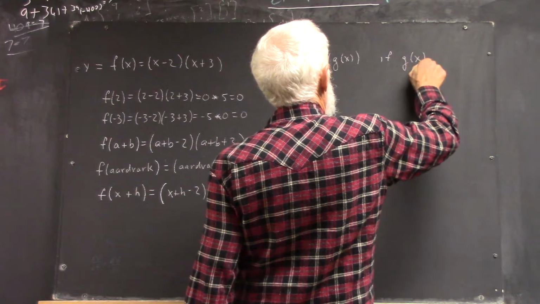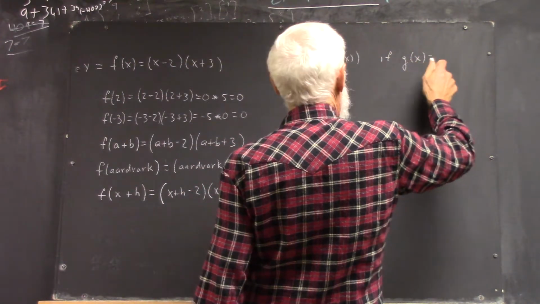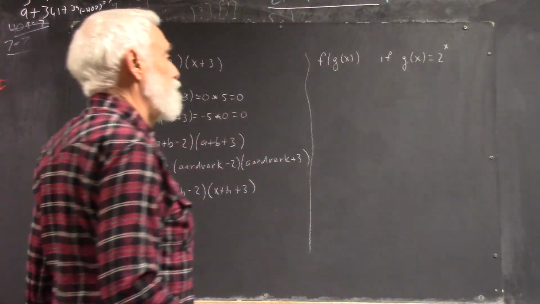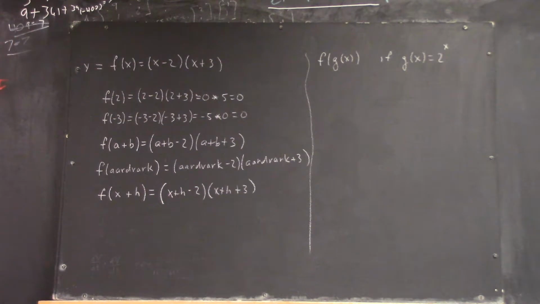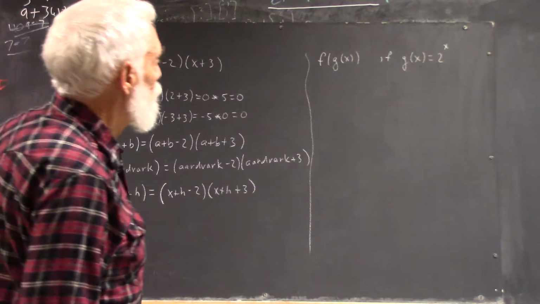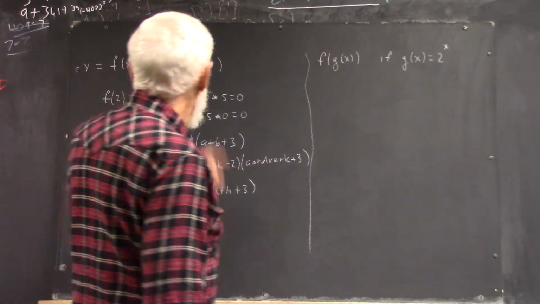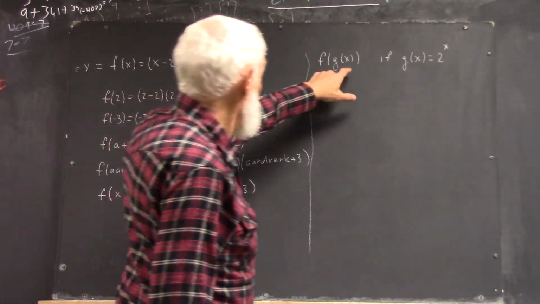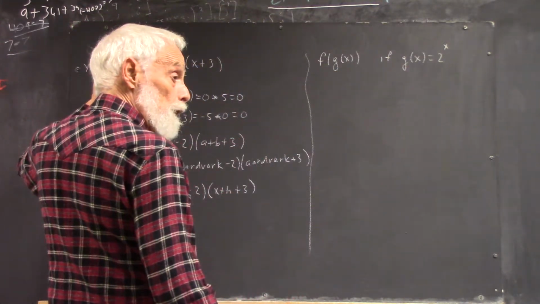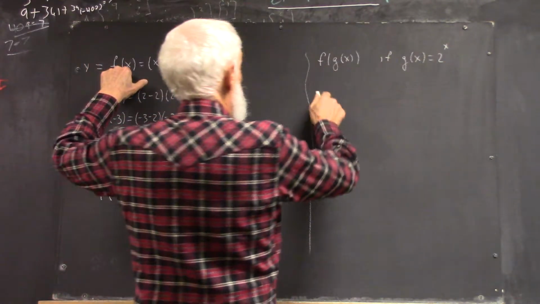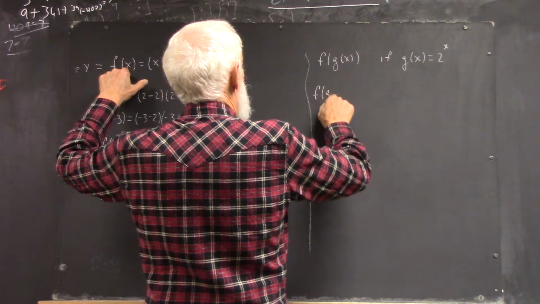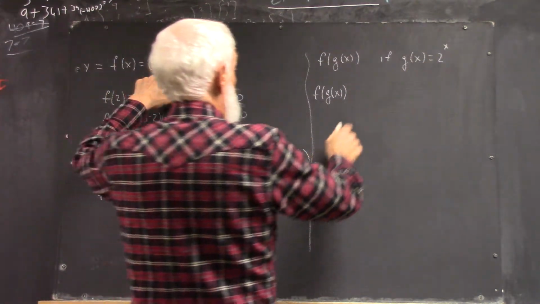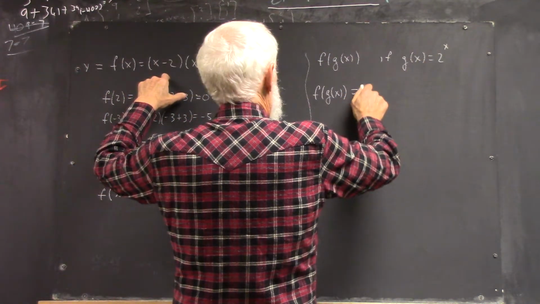If g of x equals, let's say, 2 to the x. Okay? Well, there are two ways to answer it. We still have this f of x function. We can do the substitution literally. Substitute g of x for every x. And we don't care what g of x is at this point. We can always do this.